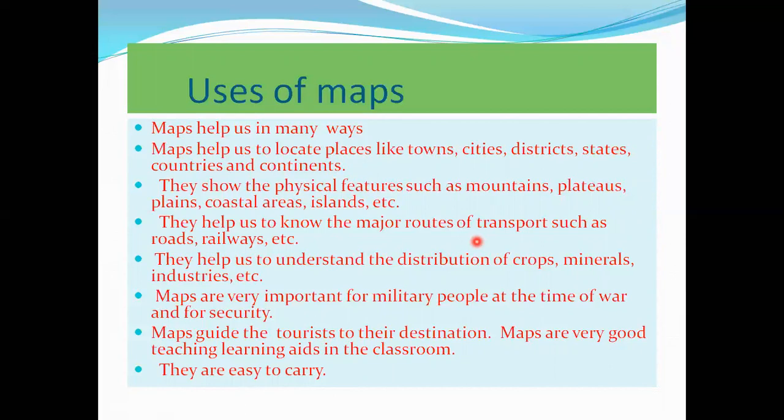For the next point, maps help us to understand the distribution of crops, minerals, and industries. The distribution map shows where crops are grown more, where we can see minerals, and where we can find more industries. Maps are also very important for military people at the time of war and for security.